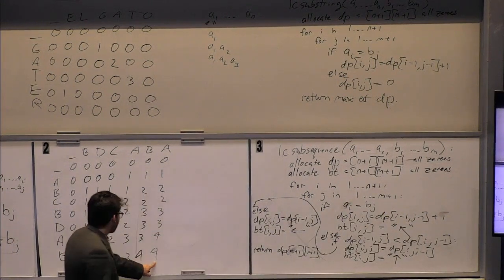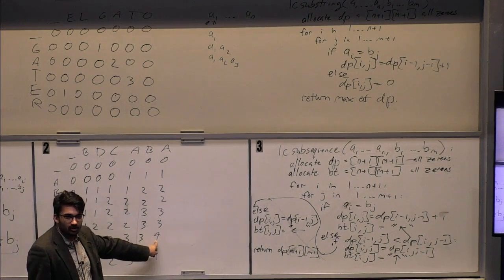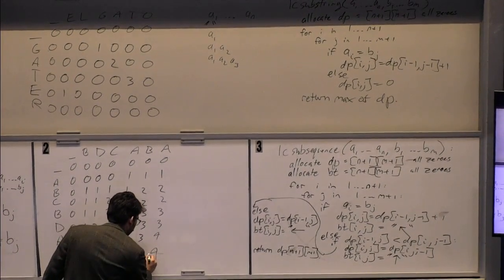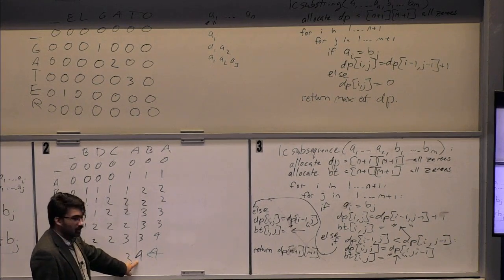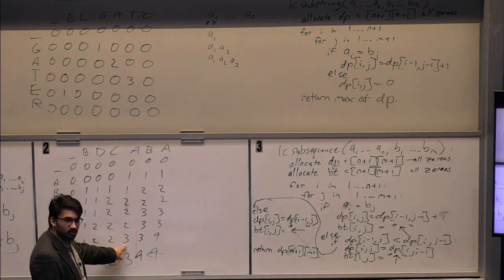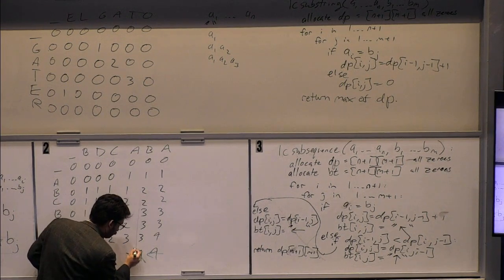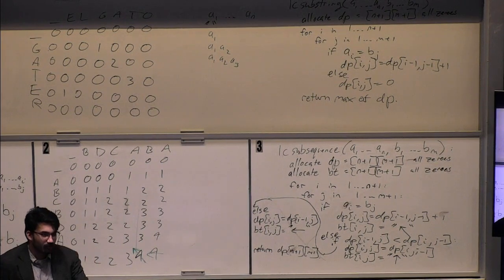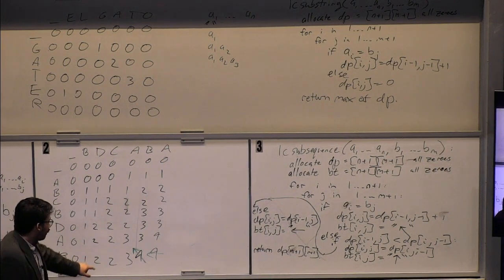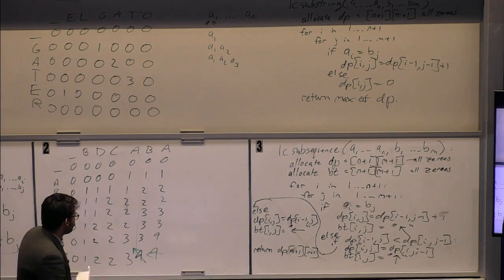This 4 came from where? We took the max of these two. So let's just say it came from here. Right? This 4 came from where? We took B equals B, so we took this one plus 1. Right? I'm trying to draw the BT array over the actual array. This one came from where? This one we took this one, right?